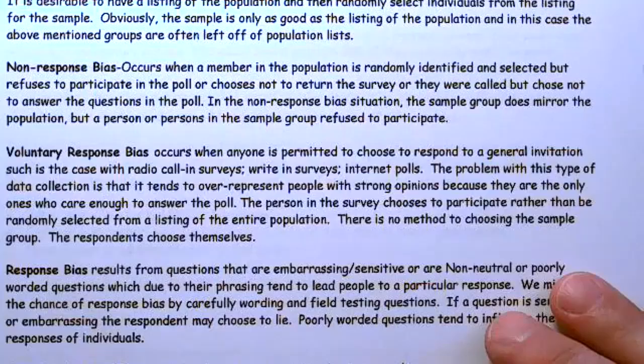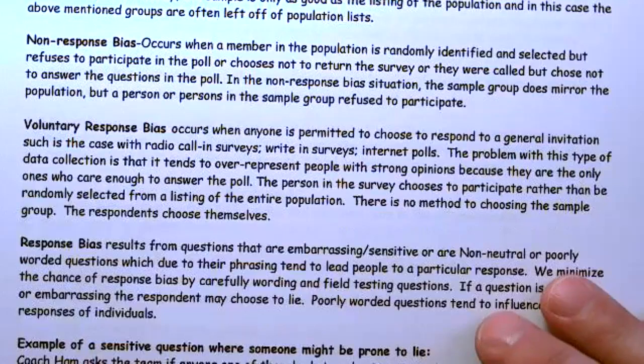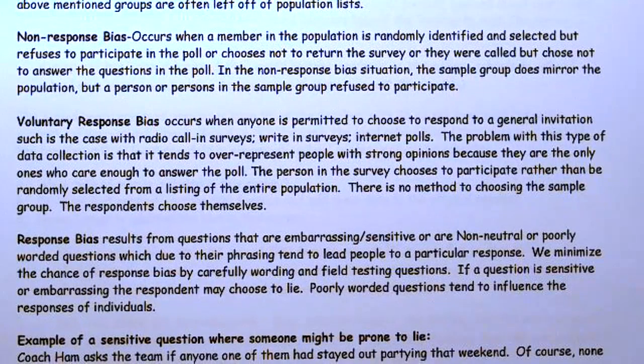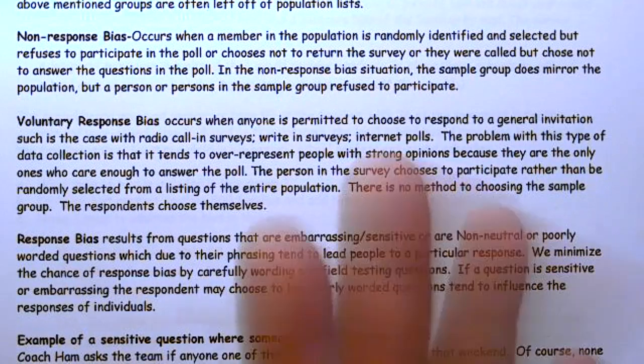Most polls that we run into are subject to voluntary response bias. Voluntary response bias means there was no randomness in the selection process of the people. These are the type of polls that show up on the internet, or surveys, or telephone call-in. So you'd be watching a television show and they go, do you support this?